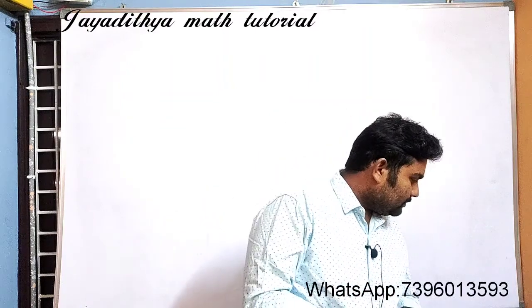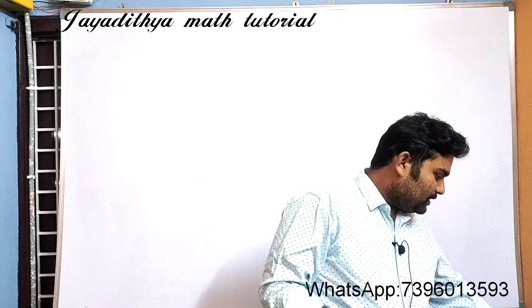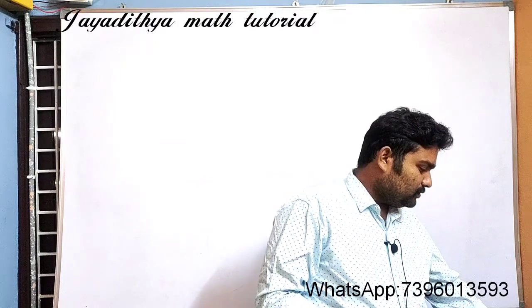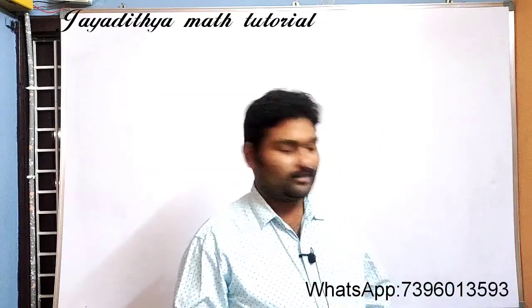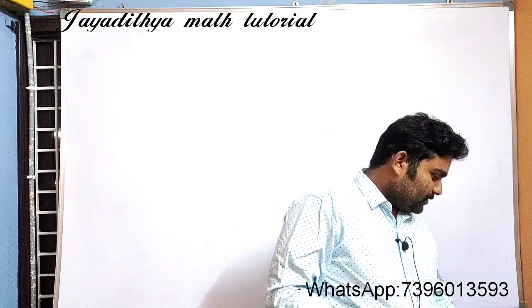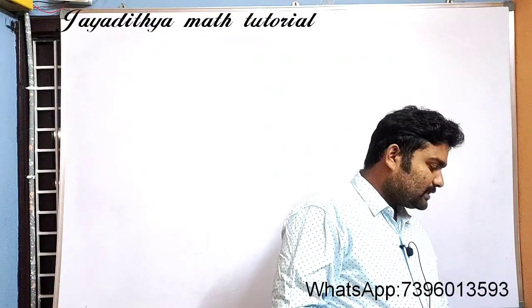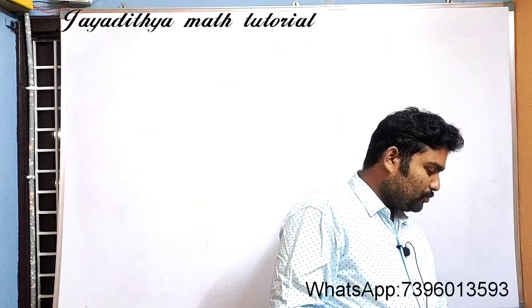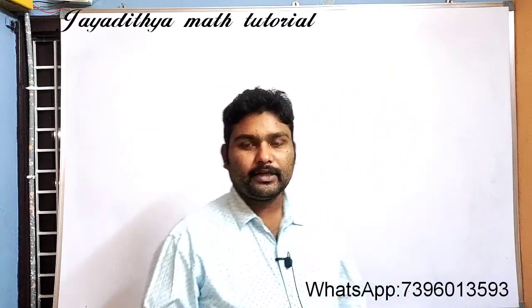Let us see here. The third question I am going to explain now. A statue stands on the top of a 2-meter tall pedestal. From a point on the ground, the angle of elevation of the top of the statue is 60 degrees, and from the same point the angle of elevation of the top of the pedestal is 45 degrees. Find the height of the statue.